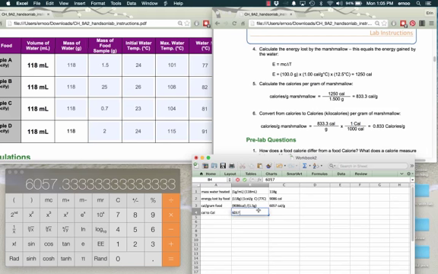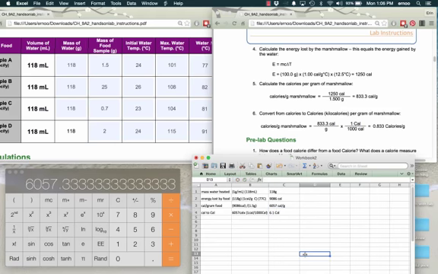So 6,057 divided by 1,000. Actually, we're going to multiply that by 1/1000th, 1 calorie by 1,000 calories. Okay, so what's our answer? 6,057 divided by 1,000 is about 6.1 capital C calories.